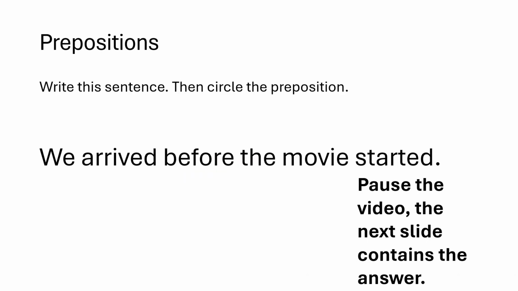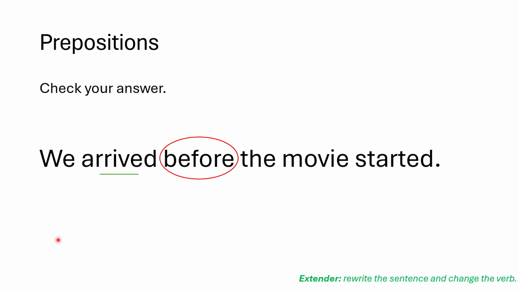Write this sentence, then circle the preposition. We arrived before the movie started. Pause the video. The next slide contains the answer. Check your answer. We arrived before the movie started. The preposition is before.